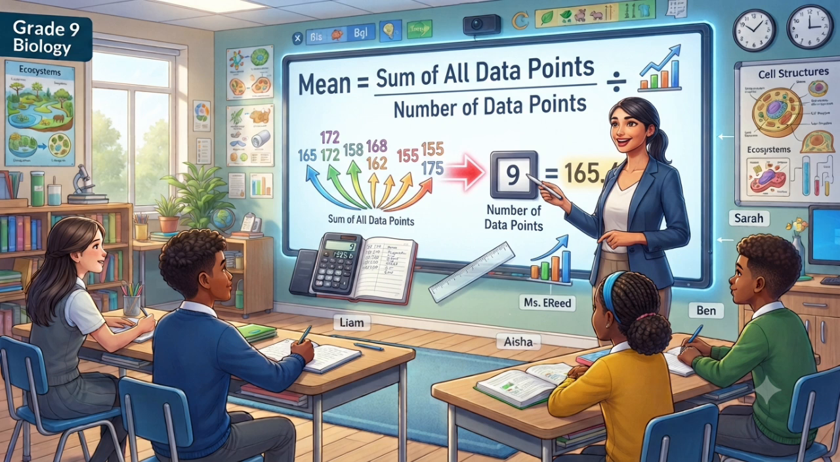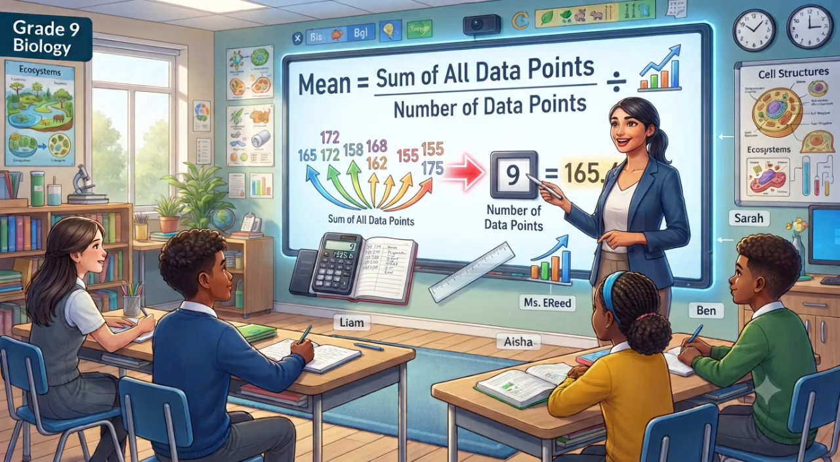1. Mean. Let's start with the mean, which is commonly called the average. The mean is calculated by adding all the values in a dataset and then dividing the total by the number of values. The formula is mean equals sum of all data values divided by number of data values.